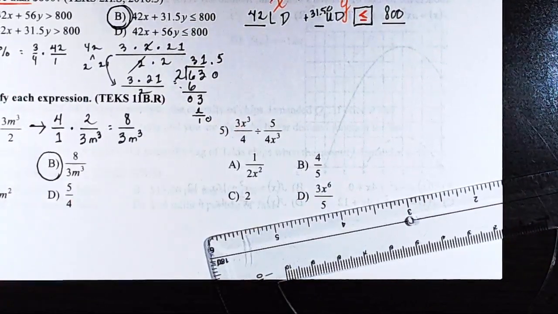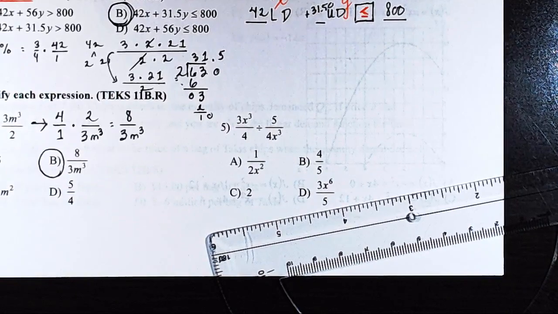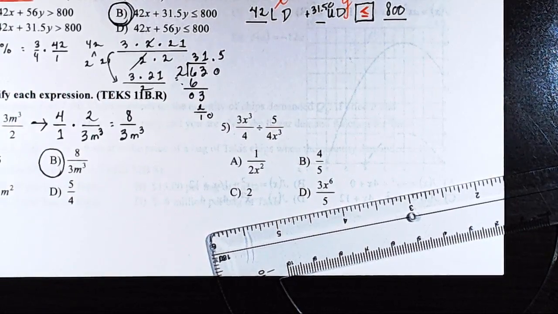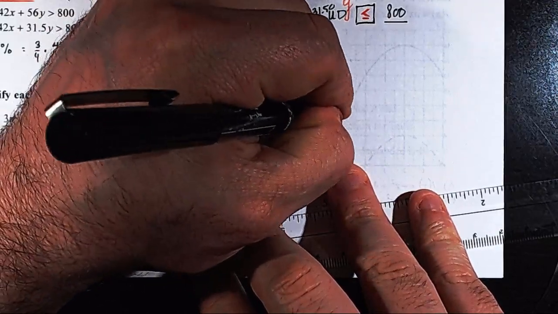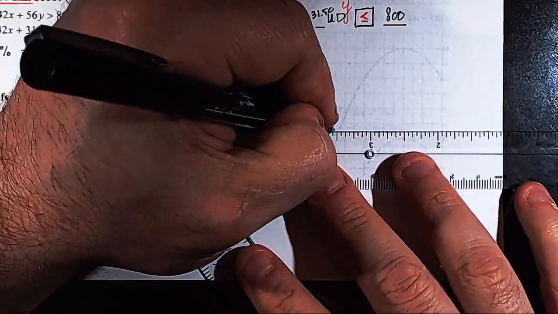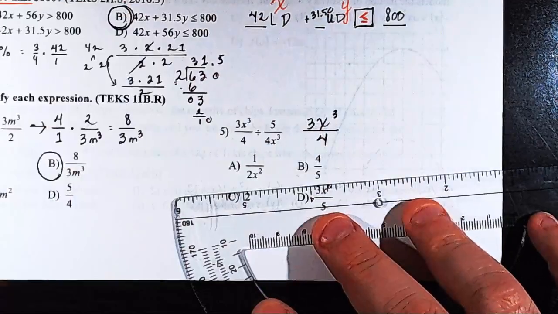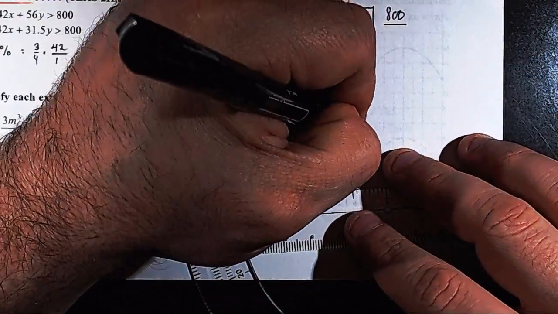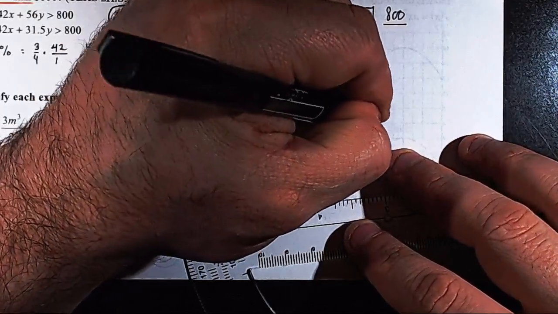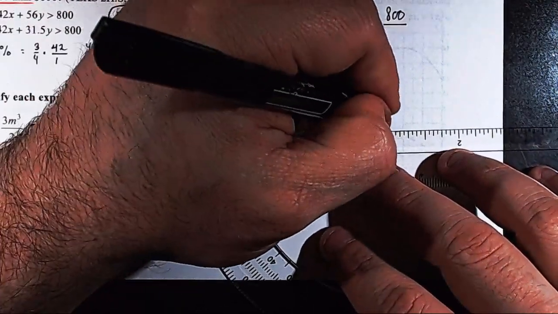Now over here, I've got 3x cubed over 4 divided by 5 over 4x cubed. Okay, so again, rewrite the whole thing, 3x cubed over 4. Now think about what divide means. Multiply by the reciprocal, right? So now we're going to multiply by 4x cubed over 5.